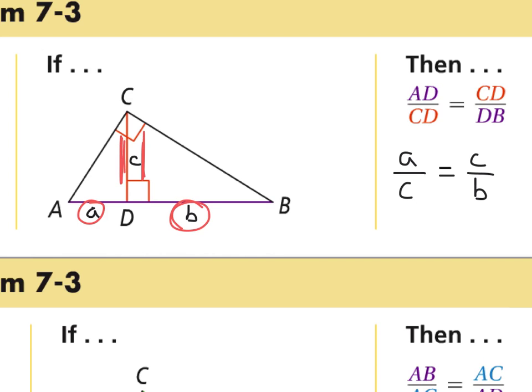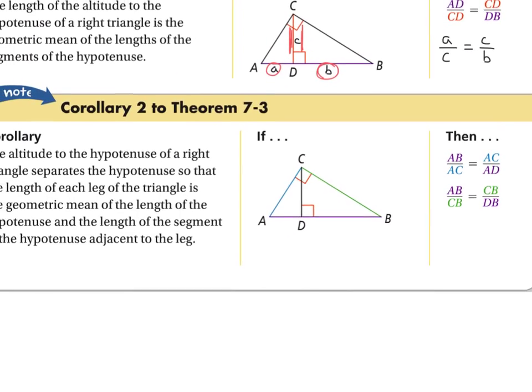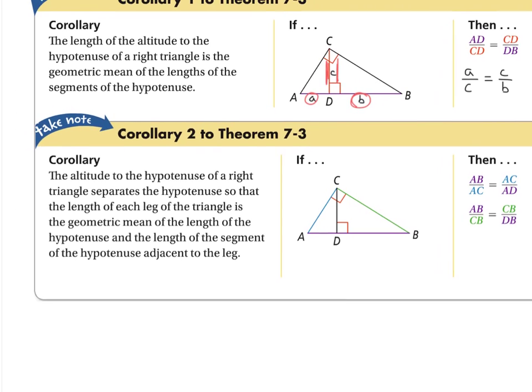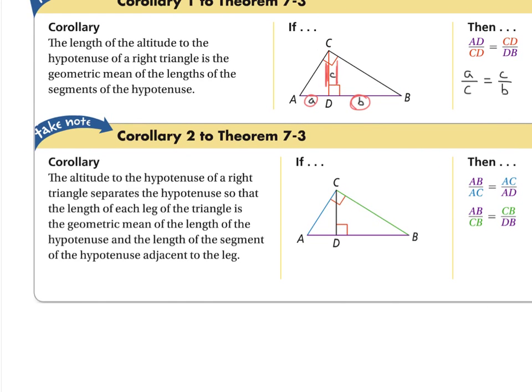All right, the second corollary. This one gets a little confusing as far as how you read it. The altitude of the hypotenuse of a right triangle separates the hypotenuse so that the length of each leg of the triangle is the geometric mean of the length of the hypotenuse and the length of the segment of the hypotenuse adjacent to the leg. Holy buckets, what is that saying?